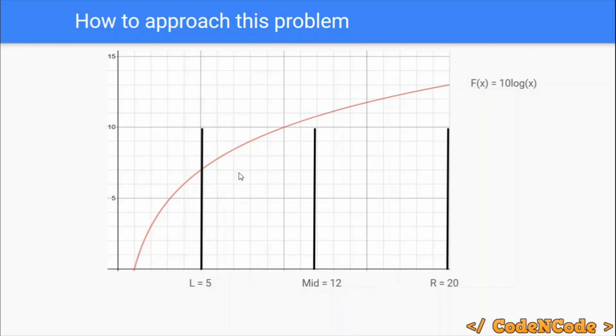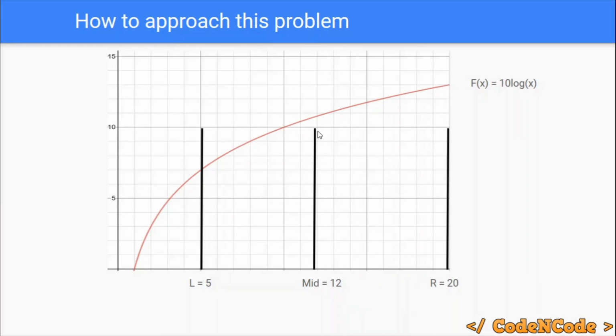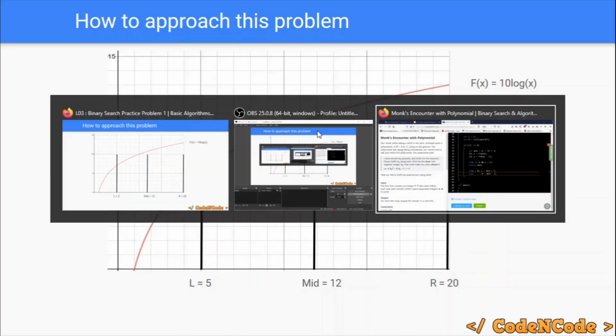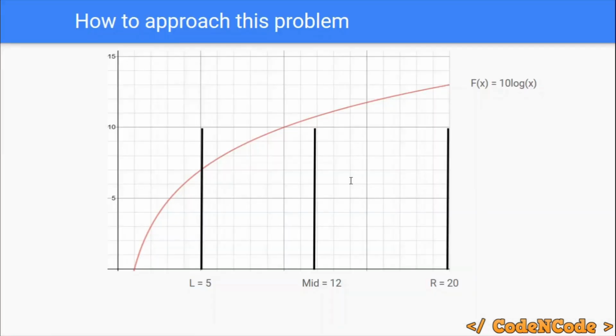So let's write down the condition when the lower half will be discarded. If mid is not the solution and f of mid is smaller than k, we are finding the smallest x such that f of x is greater than or equal to k, right? So if mid is not the solution and f of mid is actually smaller than k, in that case we will discard the lower half.